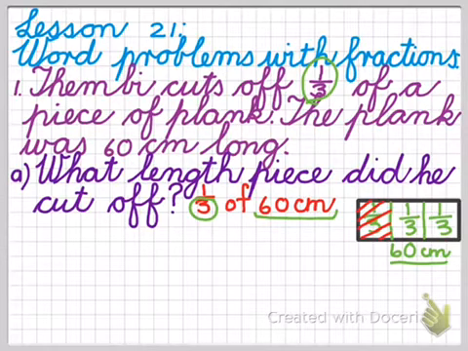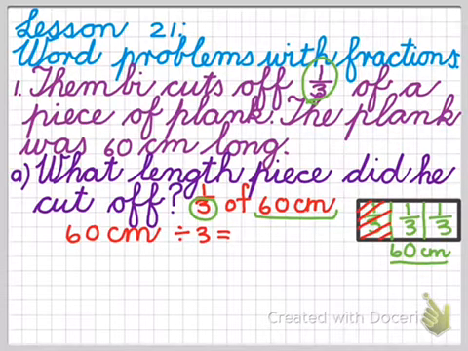So let us then make that into a sum. Let's say 60 centimeters divided by 3. And what does that give us? If we divide 60 into 3 pieces, we know that each of those pieces will be, that's right, 20. If we count in 20s 3 times, we're going to get our 60 centimeters. There we go. And so the answer to that first one is 20 centimeters.